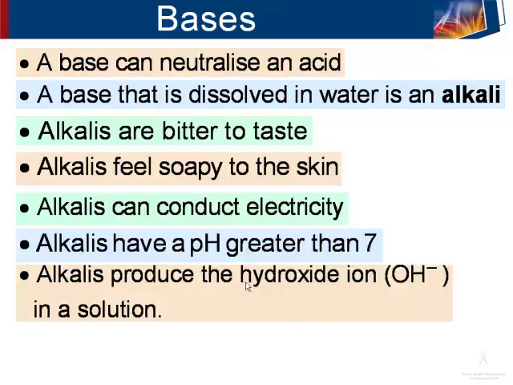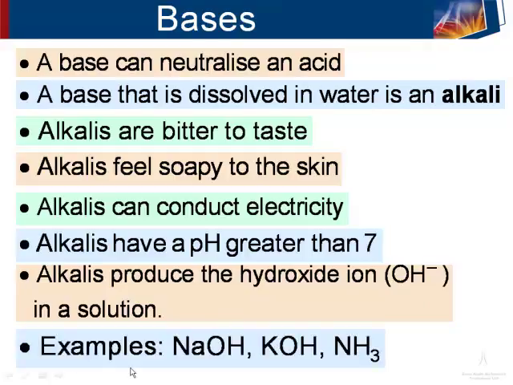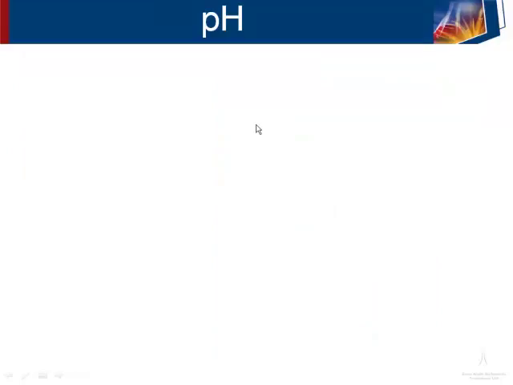They produce what we call the hydroxide ion, the OH- ion, when they are in solution. Examples that we commonly know of alkalis are sodium hydroxide, which is NaOH, potassium hydroxide, and also ammonia. In the previous slides, we mentioned acids as having a pH less than 7 and bases a pH greater than 7. Let's look at what pH is.